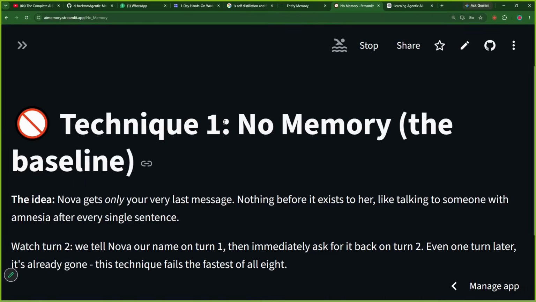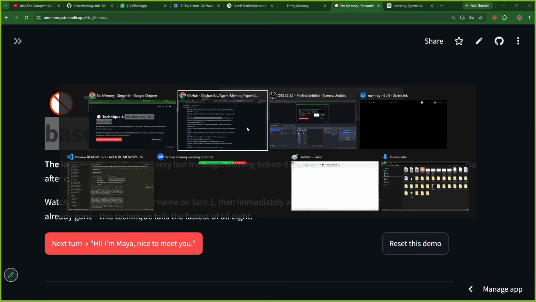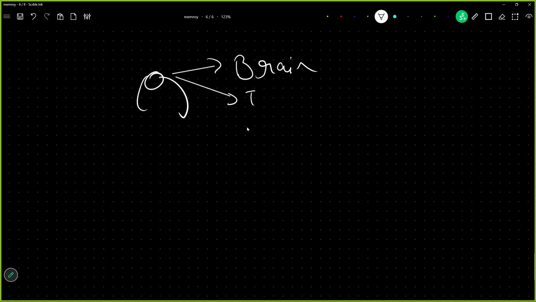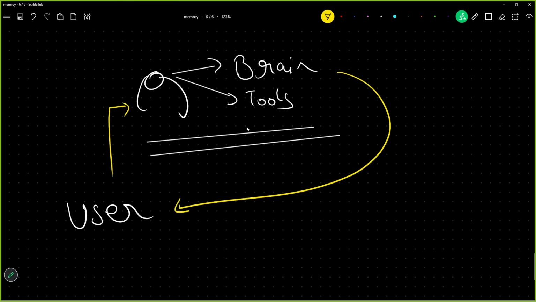First, let us see the problem. What if there is no memory? In the scenario where there is no memory, earlier AI agents only had one thing: a brain, and let us say also tools. There was no concept of memory earlier. Whenever a message was given, it went directly to the brain and the response was generated from the brain. If we asked a follow up question, the AI agent was incapable of answering it.